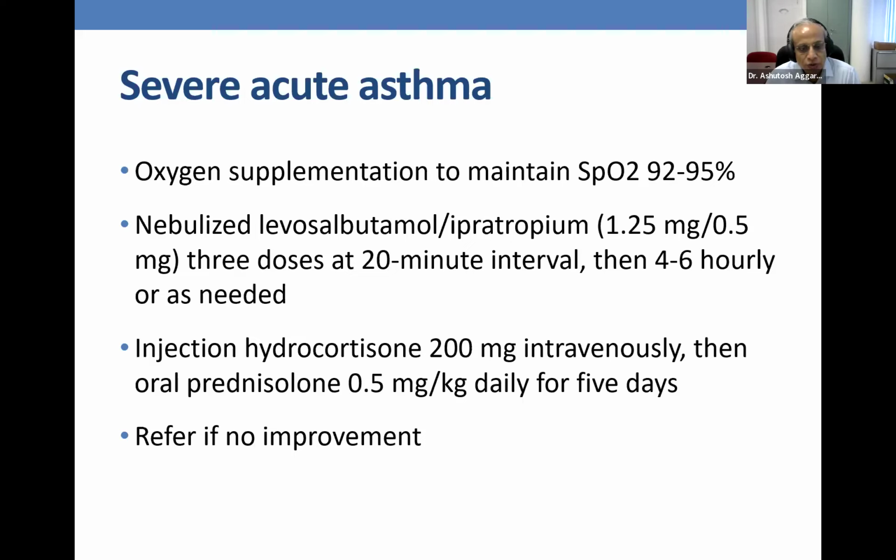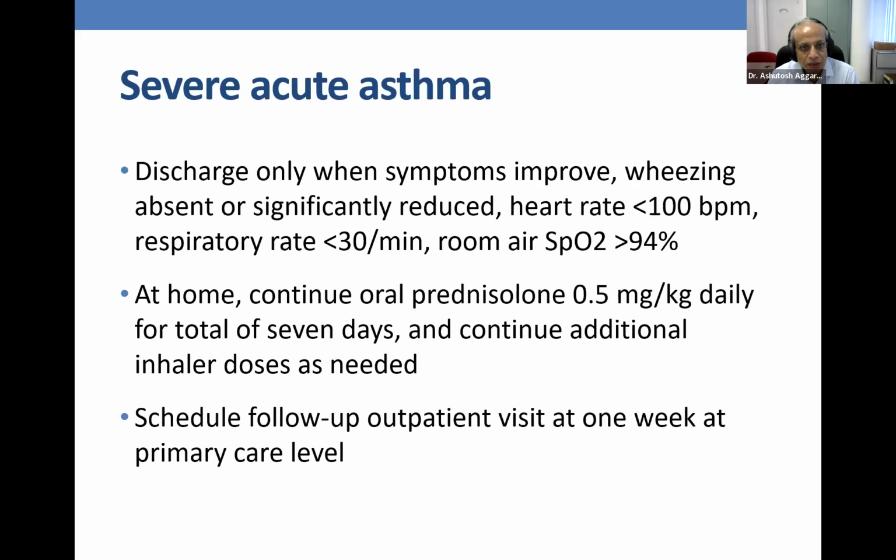Acute exacerbations also require systemic corticosteroids. So for hospitalized patients, we can give the initial dose intravenously as a hydrocortisone 200 milligram injection, and then follow up with the oral prednisone 0.5 mg per kg per day if the patient is able to take orally for the next 5 days. At any point, if you feel that the patient is not improving, then refer to the next level of healthcare. If the patient does improve, then you discharge only when there is complete symptom resolution.